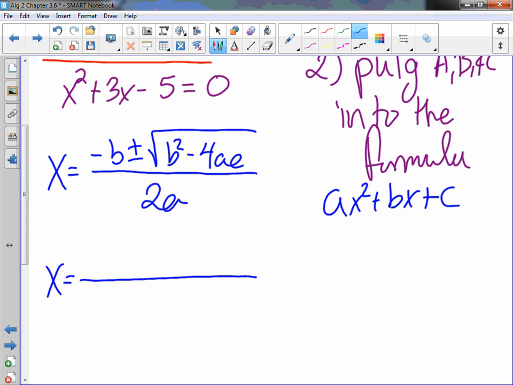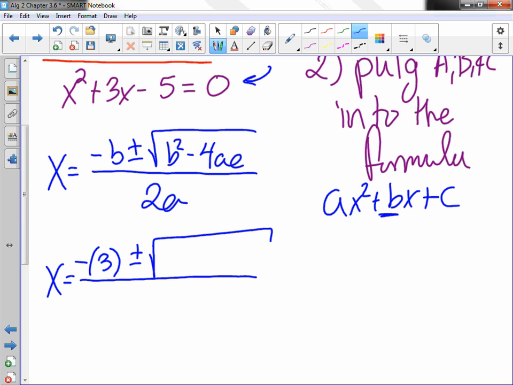The first thing in this formula, as we go across the top, is negative b. Looking at this equation, what is the value of b? b is the term with just x to the first power, so the term in front of x to the first power is positive 3. So we'll have positive 3 here, plus or minus the square root. Our next term is still b, because we have b squared.